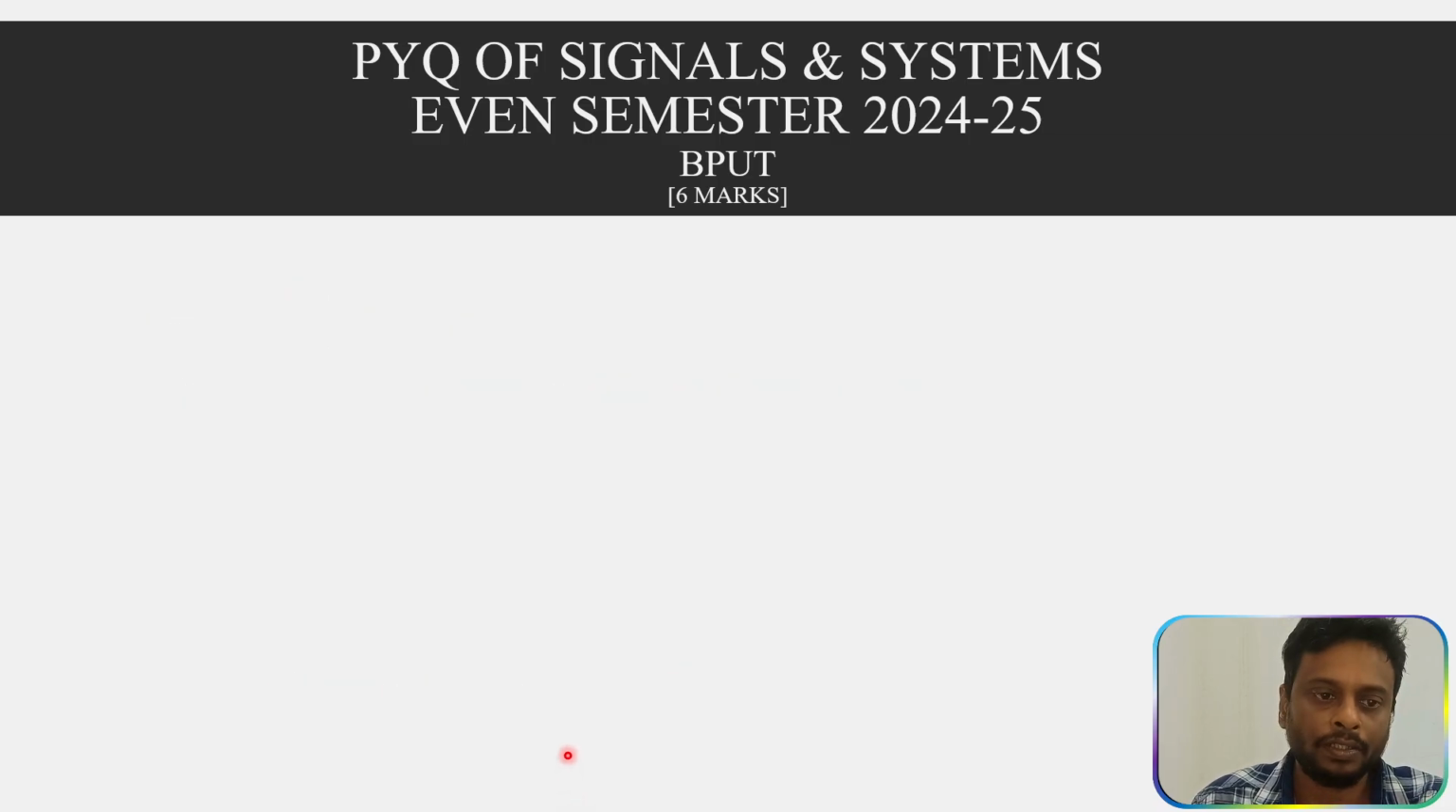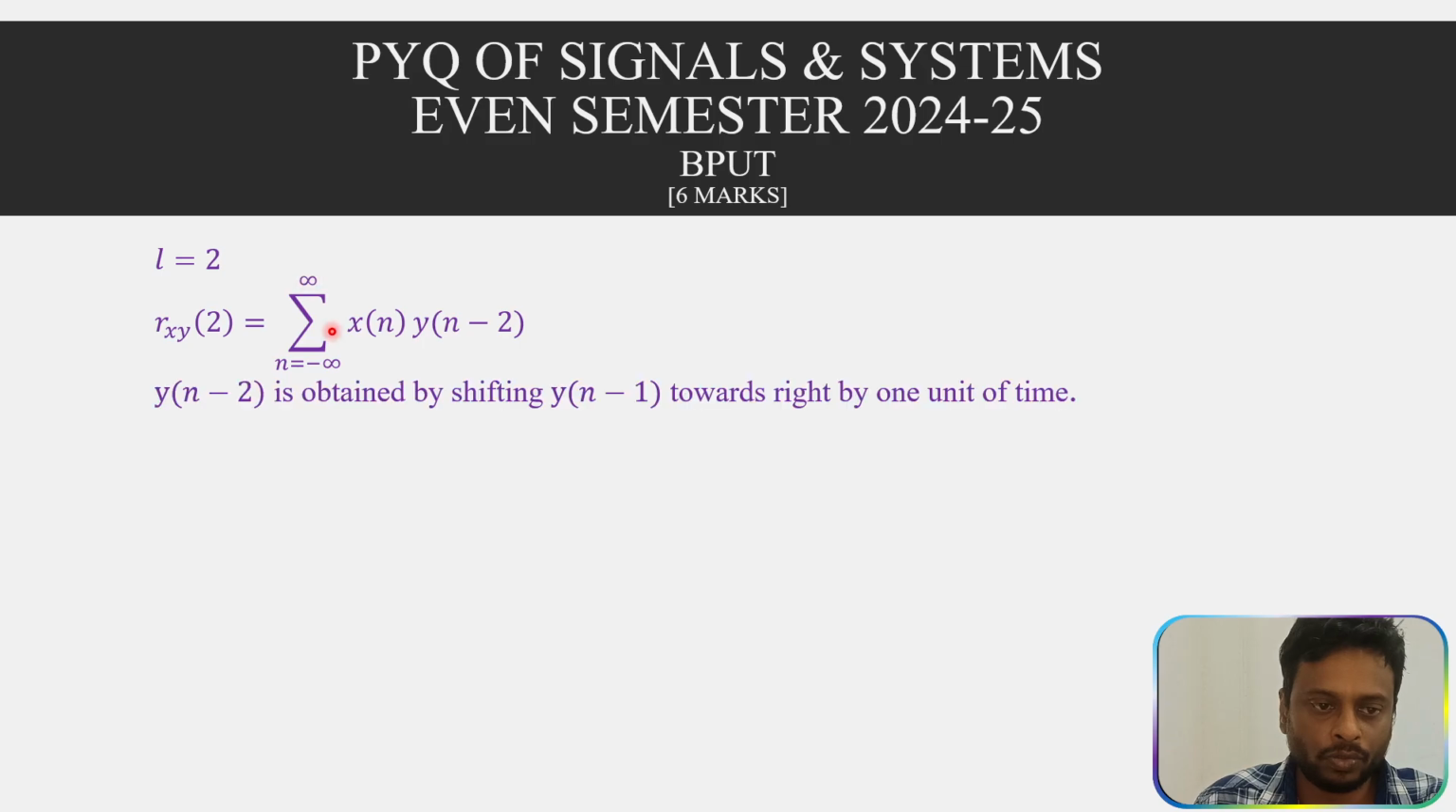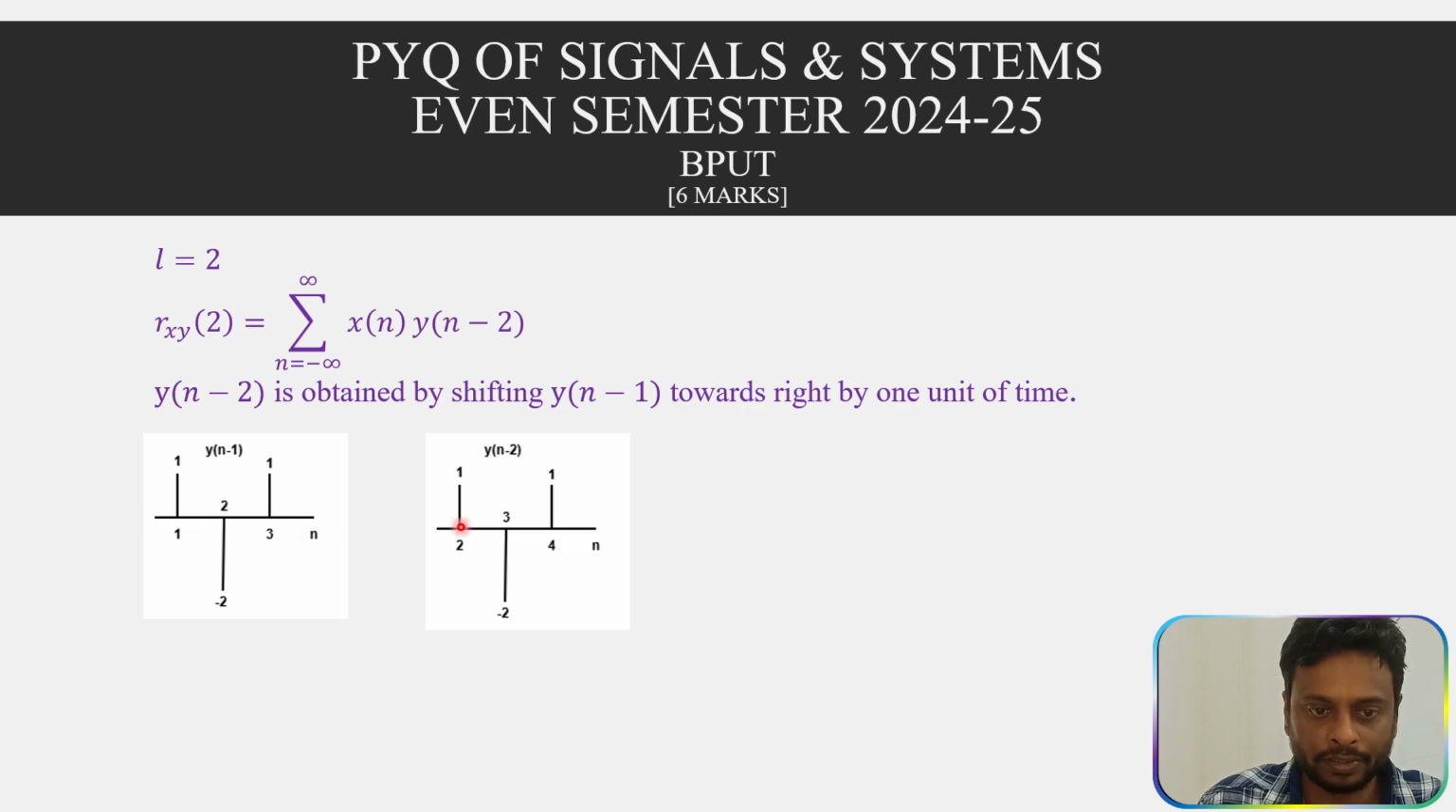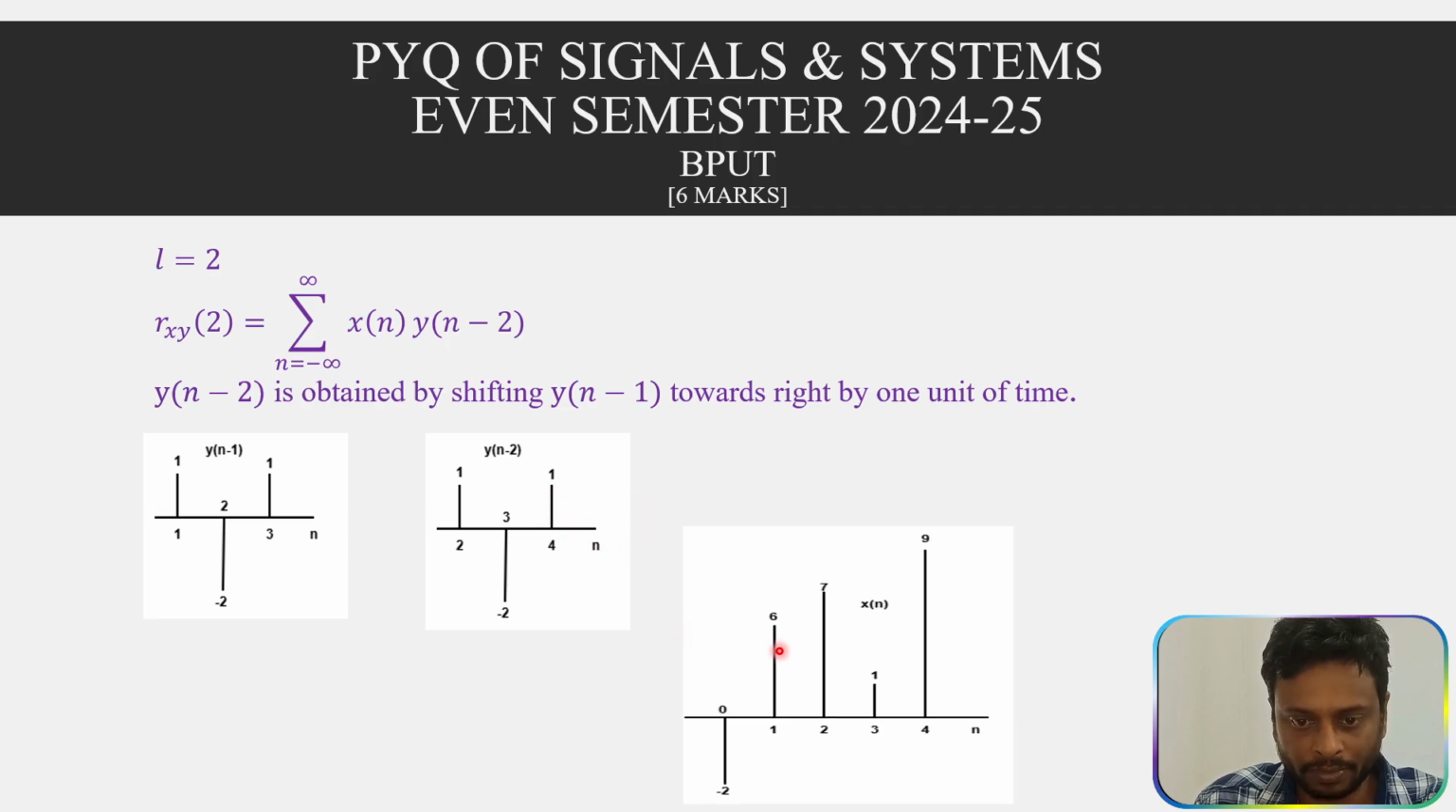Next is y of n minus 2. We can find out for l equal to 2, where y is shifted towards the right, so that will be 2, 3 and 4. We are shifting in the time axis. That will be multiplied with x of n. At 2 it is 1 and 7, so 2 into 7, that will be 7. At 3 it is minus 2 and 1, so that will be minus 2. At 4 it is 1 and 9, so plus 9, that will be 14.